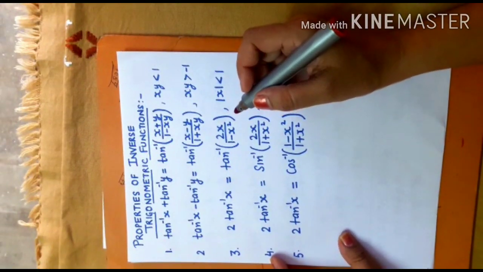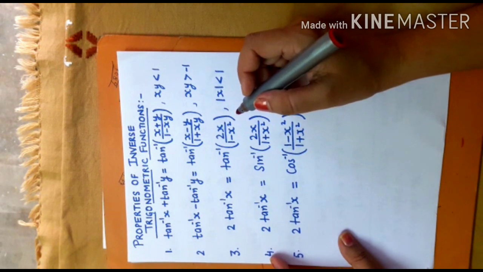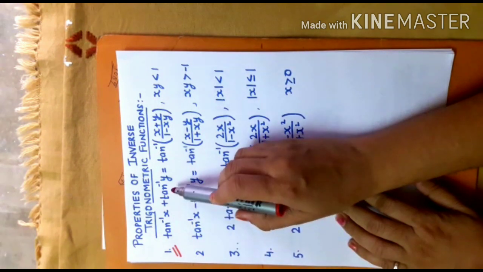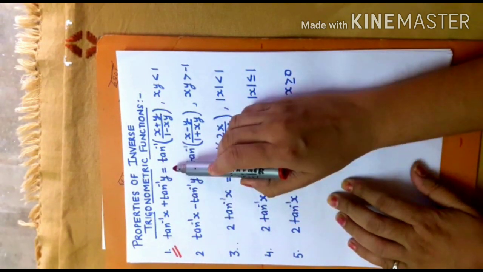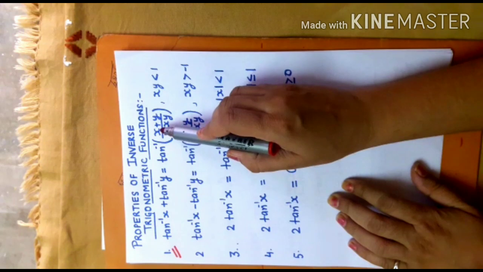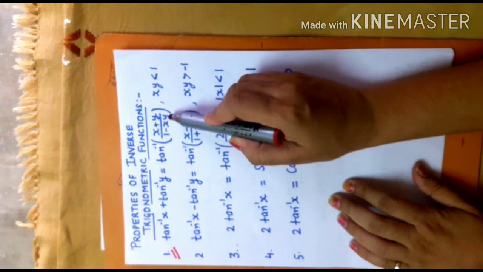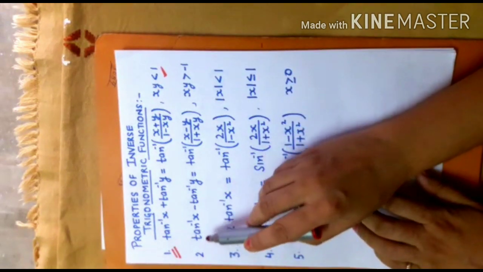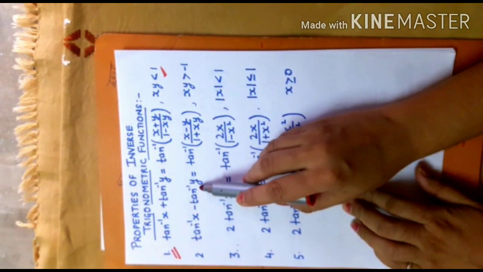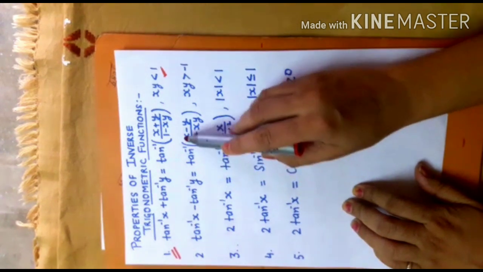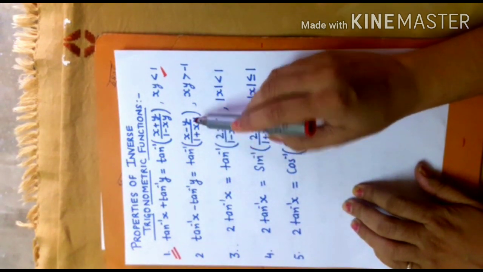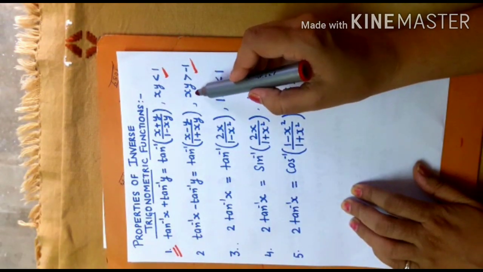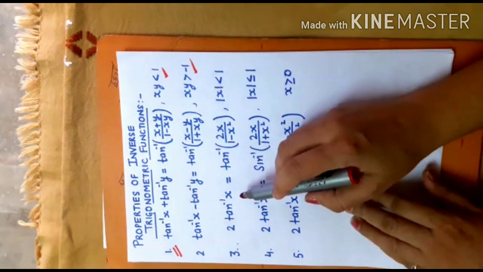Let's discuss some more properties of inverse trigonometric functions. The first one is tan inverse x plus tan inverse y is equal to tan inverse of (x plus y) over (1 minus xy) when xy is less than 1. Second is tan inverse x minus tan inverse y is equal to tan inverse of (x minus y) over (1 plus xy) such that xy is greater than minus 1.